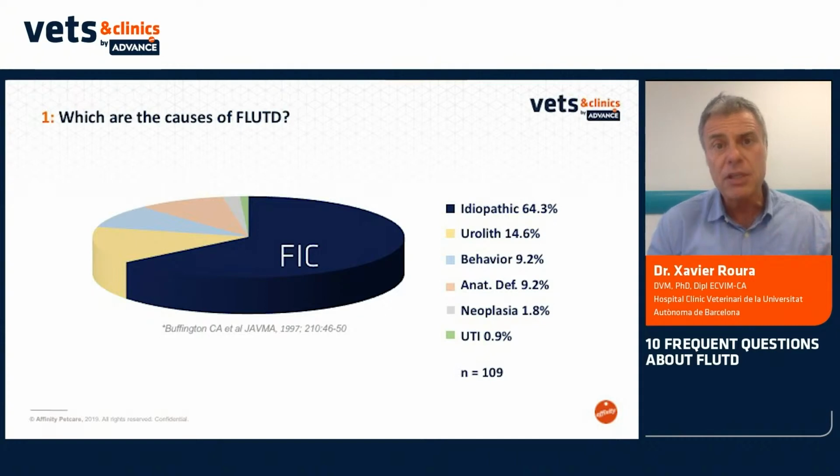So it's complex, it's not just one cause. Instead, we have different diseases that produce the same clinical signs. But of all these diseases, the most important and the most frequent is feline idiopathic cystitis.